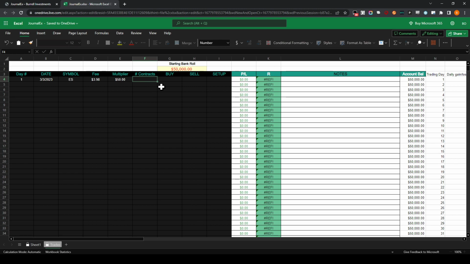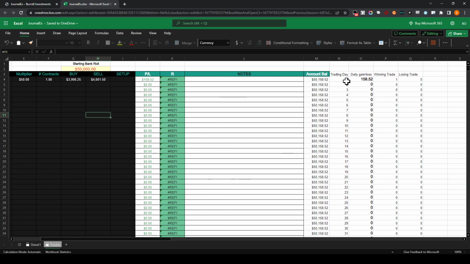So for contracts, you just put in however many contracts, and then for the buy, you put in, say, 3998.25, and then say you got out at 4001.50, and there you go. Over here, you see your P&L on that trade, 158.52, which takes out the commission, and if we scroll over here just a bit, it's showing your trading days. So day one, we have one winning trade.